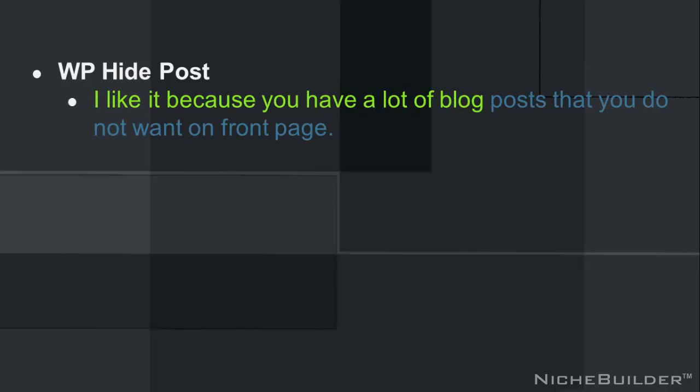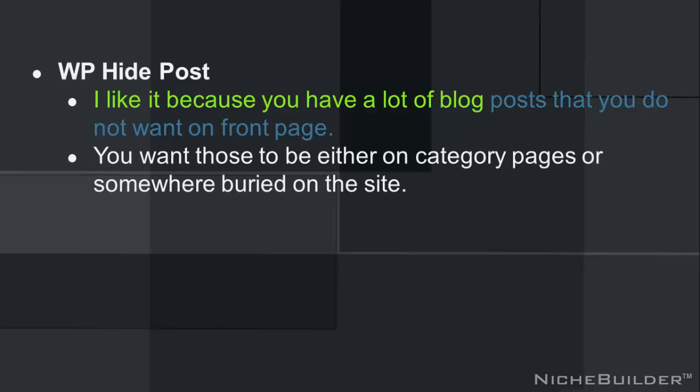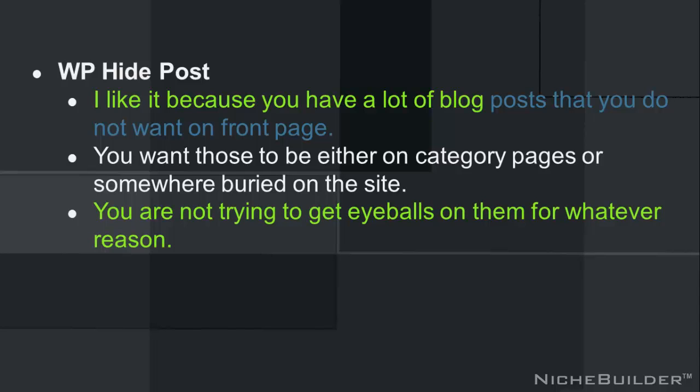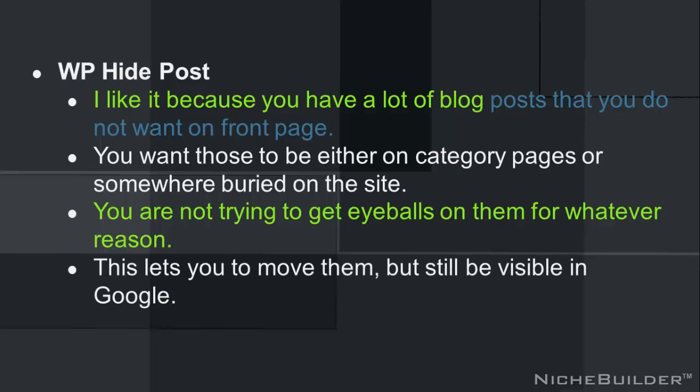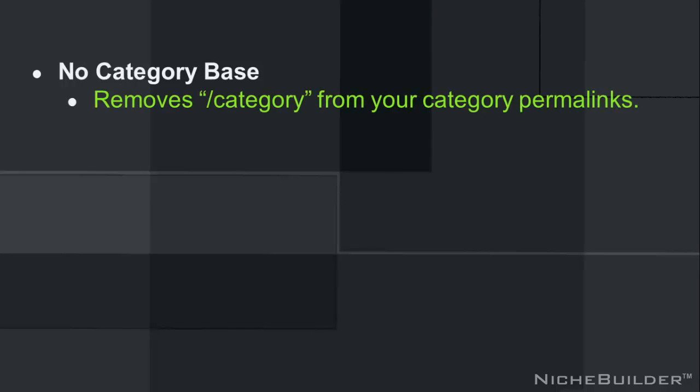I like this one because you have a lot of blog posts that you don't want on the front page. You want those to be on either the category pages or somewhere buried in the site. You're not trying to get eyeballs on them for whatever reason. This lets you remove them, but they're still visible in Google. All right, the next is No Category Base. This removes the /category from your permalinks so that you have a much cleaner link.